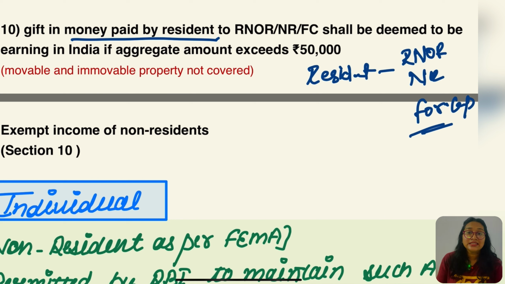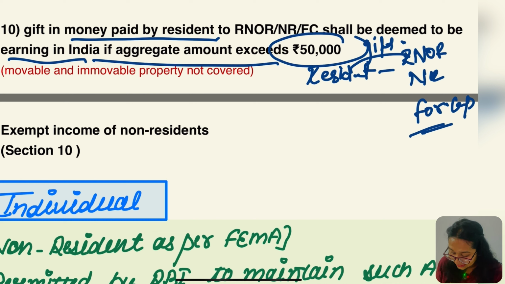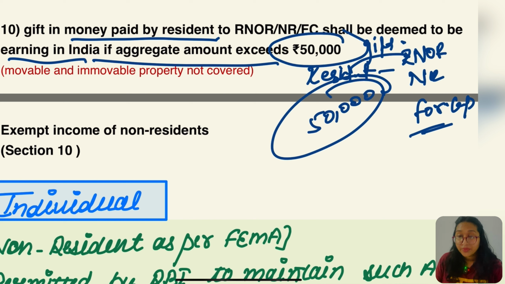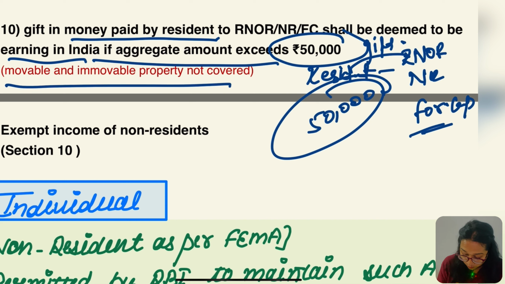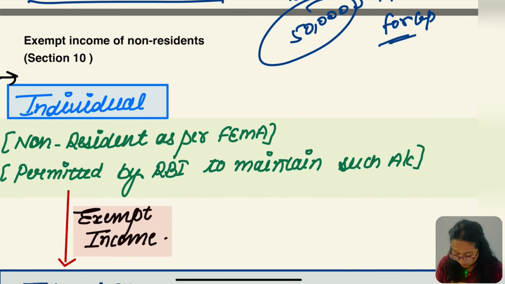If the resident paid any gift to RNOR, to NR and to FC, foreign company, that would be deemed to be earned in India, but there is one limit. If the aggregate of amount exceeds 50,000, then only that income would be deemed to be earned in India. Movable and immovable property is not going to be covered in this point. Okay, hope this point was clear to you.